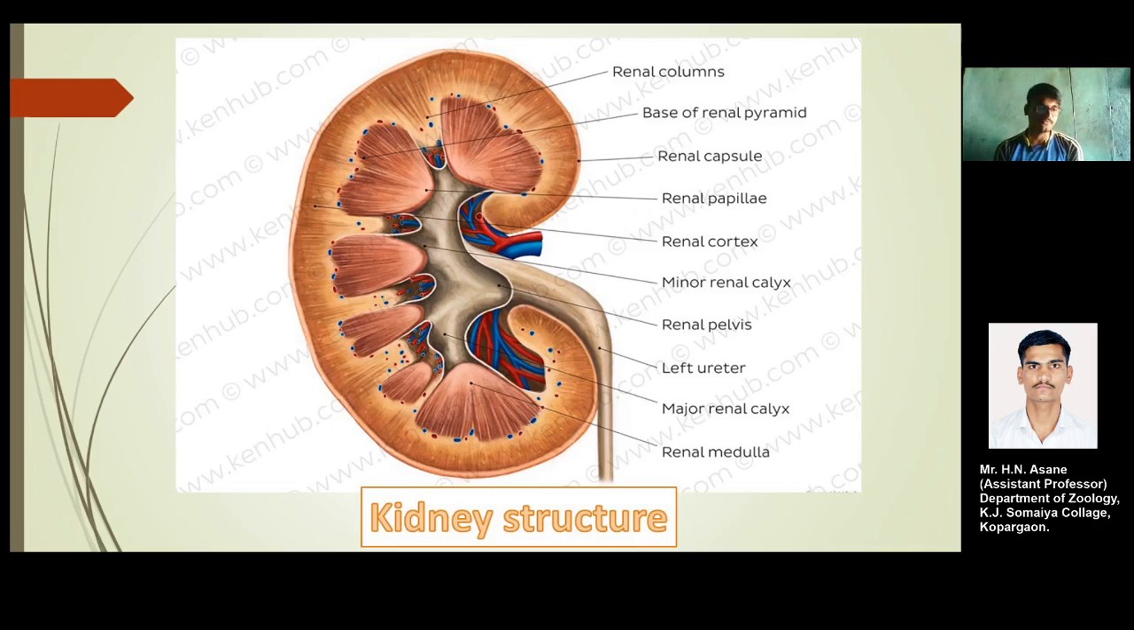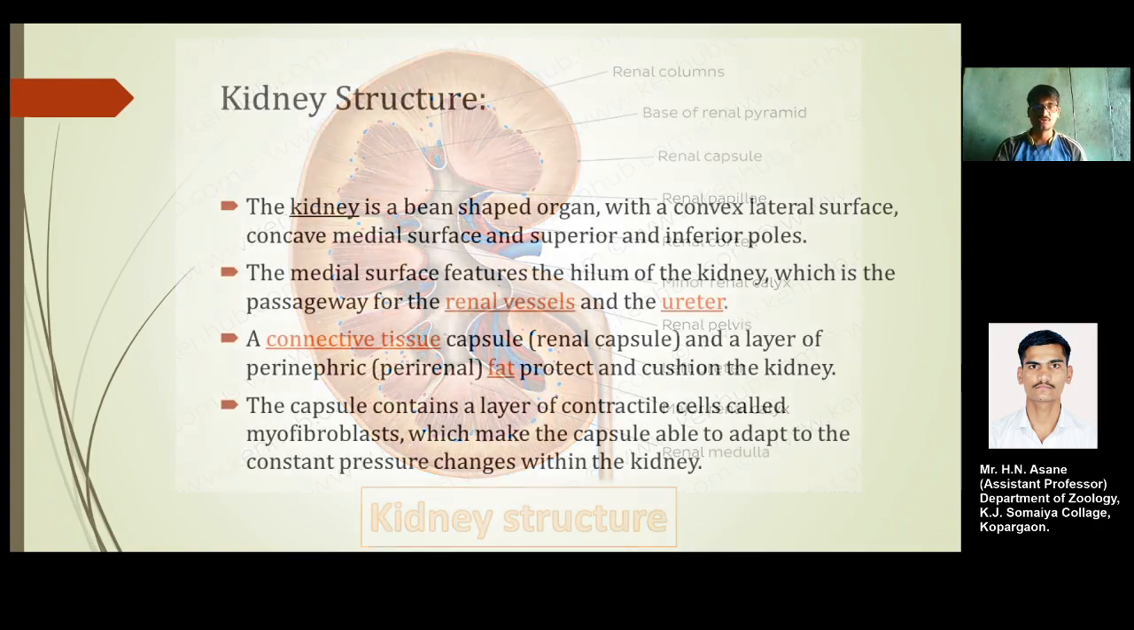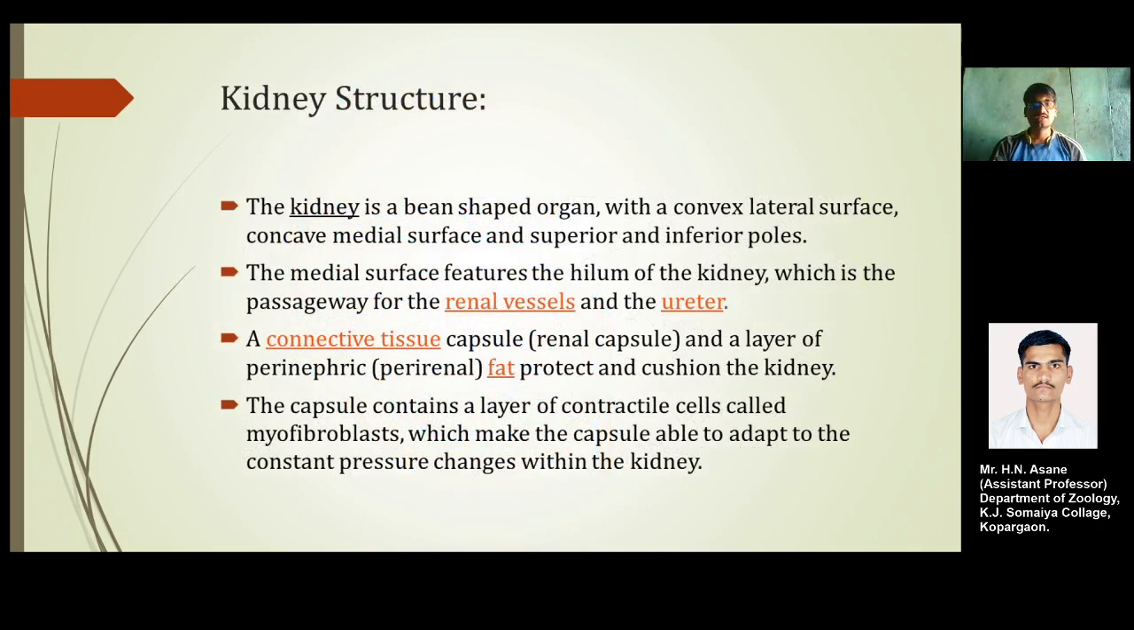So this will be the first part on the kidney. The kidney is covered by a thin but strong connective tissue. The kidney is a bean-shaped organ, as I said, and the medial surface features the hilum of the kidney, which is the passageway for the renal vessels and the ureter.